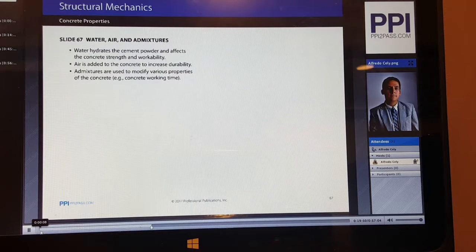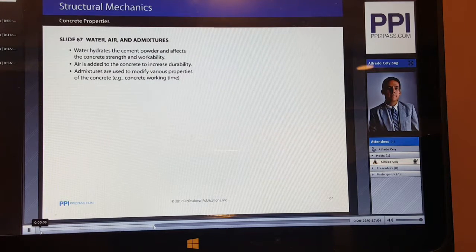Now we get into the last components of concrete, which are water and air. There's also an additional component of concrete, which are admixtures to modify some of the chemical reactions that occur within the concrete to make the concrete fit a specific purpose. So what does water do? Water hydrates the cement powder and begins the chemical process, which affects the concrete strength and its workability. Air is added to the concrete to increase its durability.